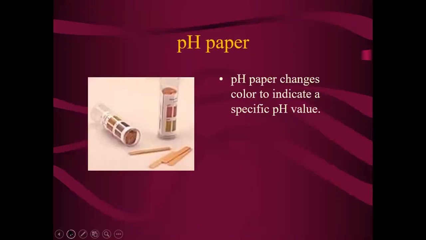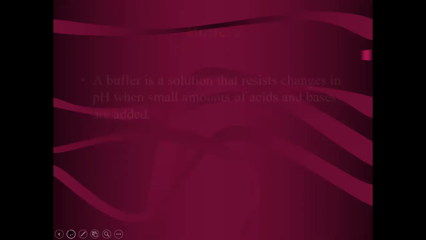Now your pH paper, we use our pH paper to test the acidity or basicity of a substance. Sometimes we call it our litmus paper. What it does is change color to indicate a specific pH value. So your litmus paper, if it turns red, it means that the substance is acidic. And if it turns blue, it means that it's basic, or it is a base.